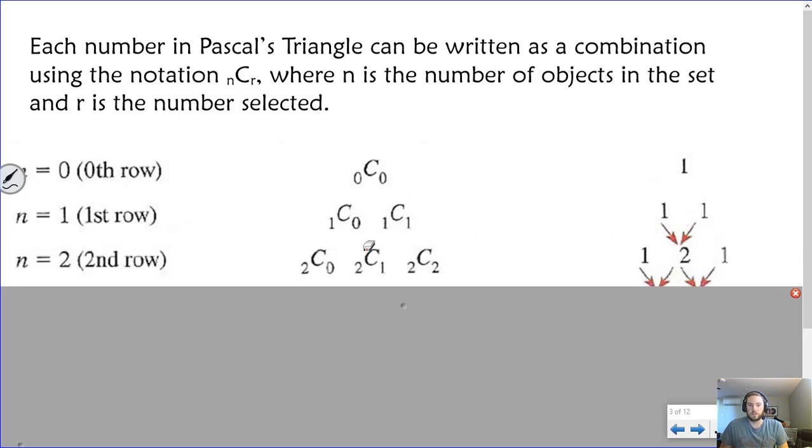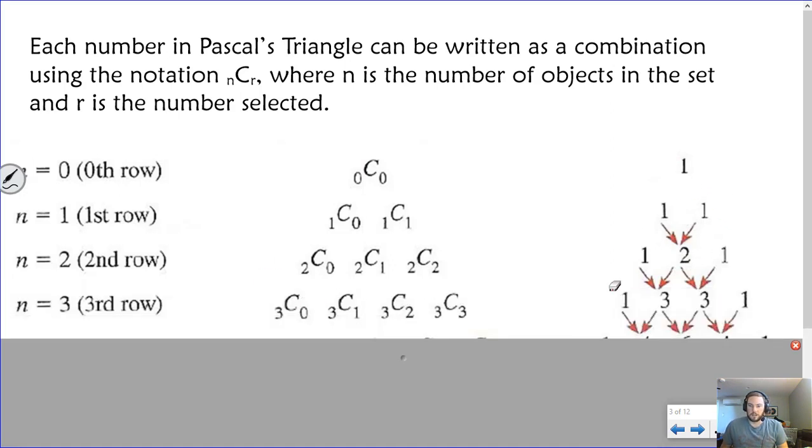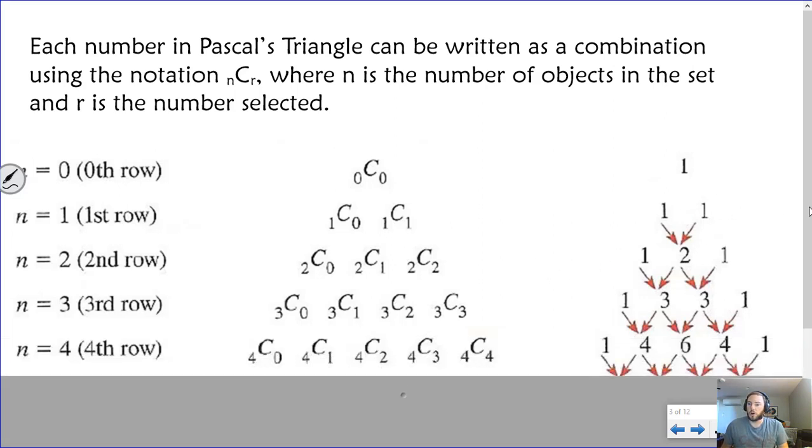And then 2 choose 0, 2 choose 1, 2 choose 2, right? And what you'll notice is if you did these combinations, we'd end up with 1, and then 1, 1, 1, 2, 1, and the next one, 1, 3, 3, 1. So the nice thing about this is now we don't need the previous row from Pascal's triangle to know what the next row is going to be. All we need to do is combinations, right?